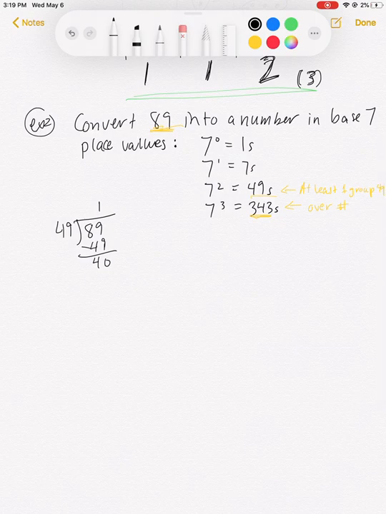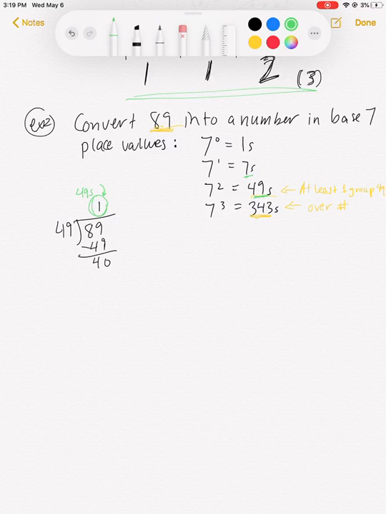I'm going to have one group of 49, so I'm going to label that right here. Oops, one group of 49, sorry. So there's the 49's place. Okay. The 40 is now leftovers to distribute among the other places. So notice that there's the group of 49s we've taken care of. Now we need to take care of the groups of 7.